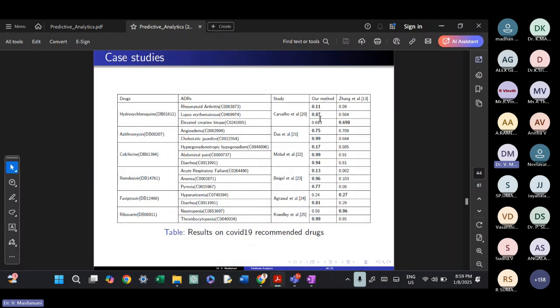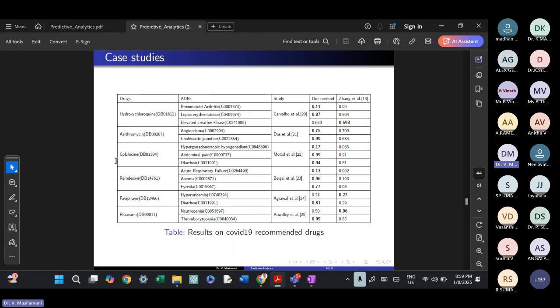However, this is better than this, and in this case, theirs is better. Out of three, in two areas, we are better than the existing one. Similarly, there is another medicine given for corona affected people, azithromycin, that is known to cause these two ADRs, and our method is predicting those two ADRs with this much AUROC, which is much better than the competing methods.